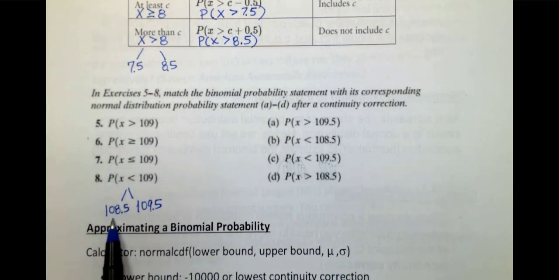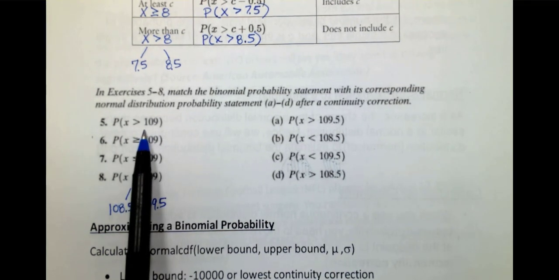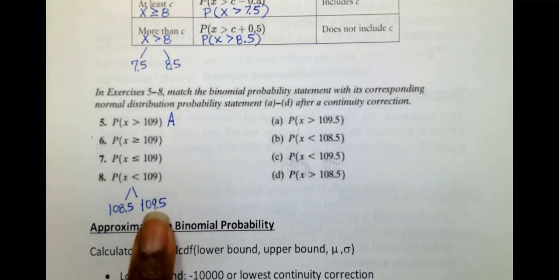So if I'm going greater than 109, and I'm starting here, 108.5, 0.6, 0.7, 0.8, 0.9, 109. So this includes 109 when I'm going up. But remember, I don't want it. If I start here, 109.5, 0.6, 0.7, 0.8, 0.9, 110, I never include 109. So this is why I'm going to choose A, because I don't want to include 109 in my answers, in my X's.